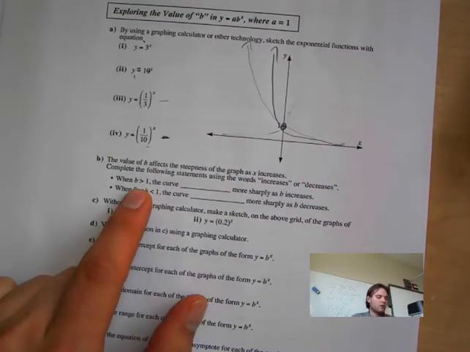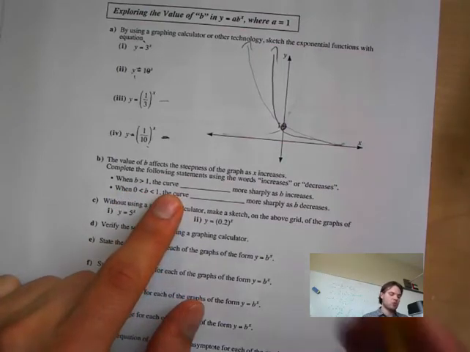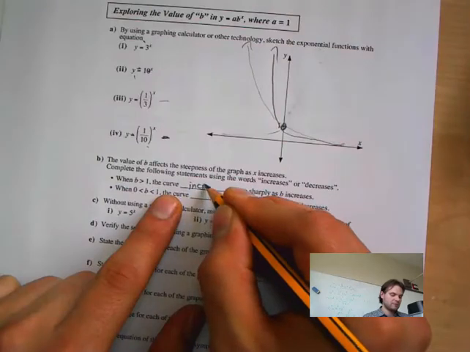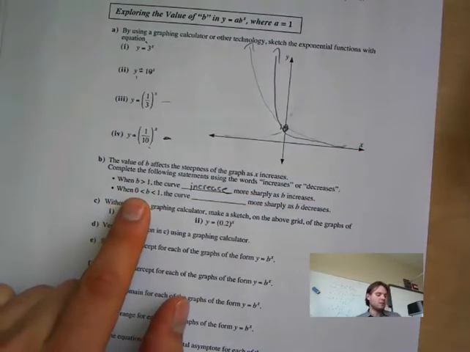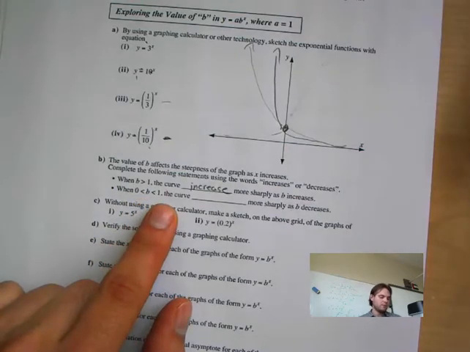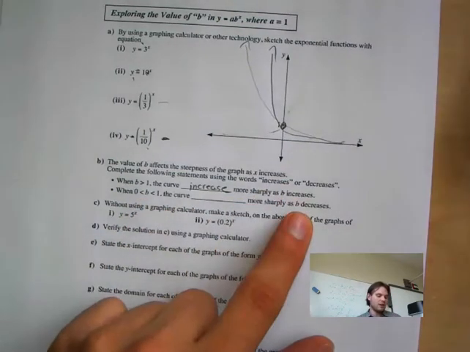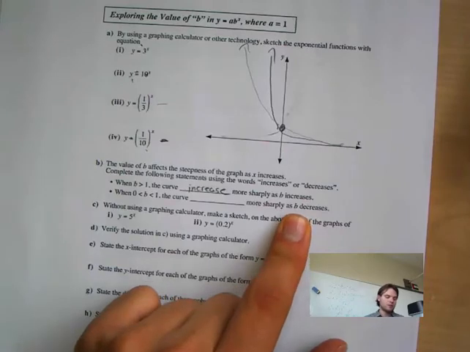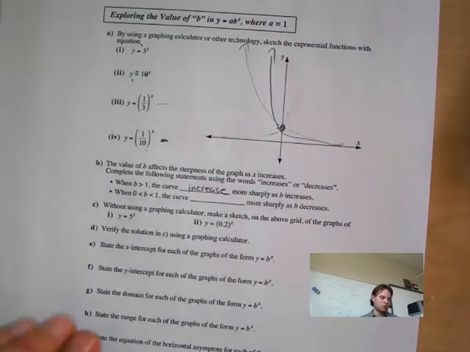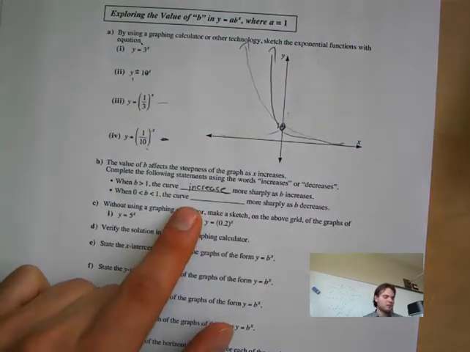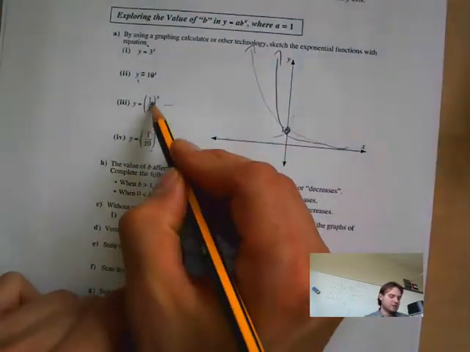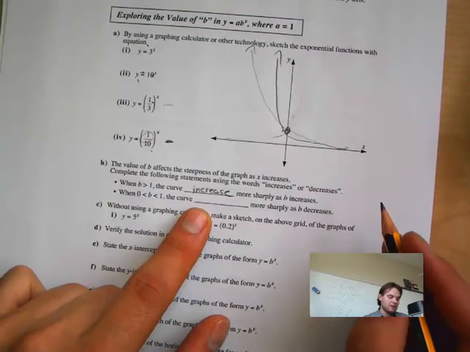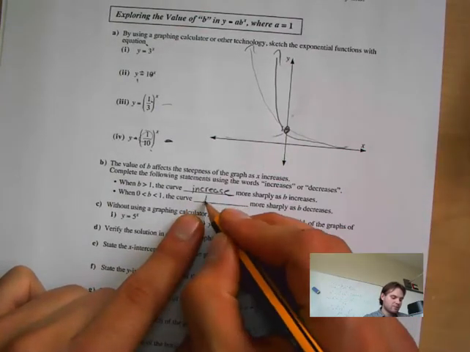So when b is greater than 1, the curve increases more sharply. Okay? If b is between 0 and 1, as b increases, so really it decreases more sharply, okay? So if b is greater than 1, well, which one's smaller? As b increases, this is increasing, it decreases more sharply.